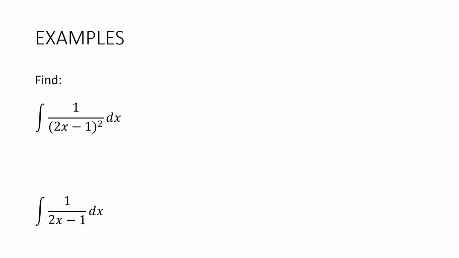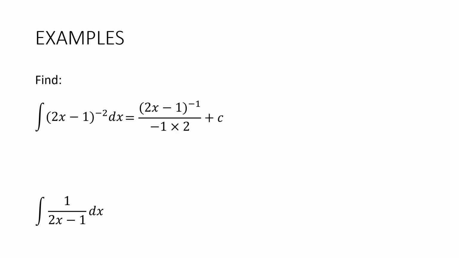Let's look at these two examples. Find the integral of 1 over (2x minus 1) all squared dx. Now, of course, we can rewrite this as the integral of (2x minus 1) to the power of -2. Now, this is a reverse chain rule, and it's just the power rule on the outside. So we're going to go 2x minus 1, raise this power by 1, so -1, divide by the new power, and then divide by the derivative of the inside function, which is 2. And tidying all of that up, we end up with -1 over 2 times (2x minus 1) plus c.